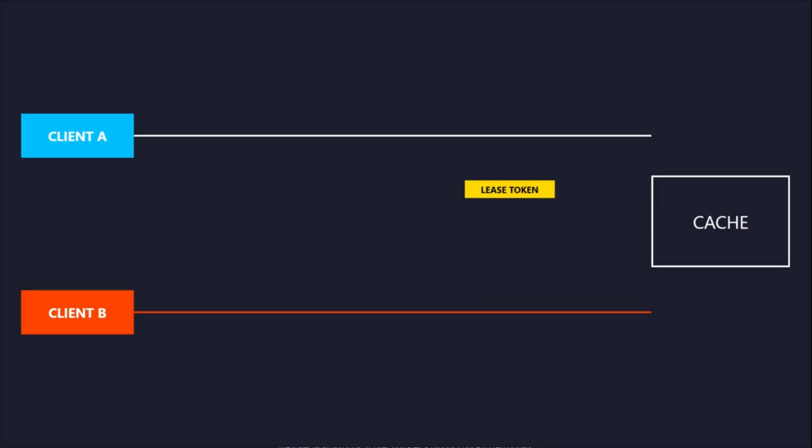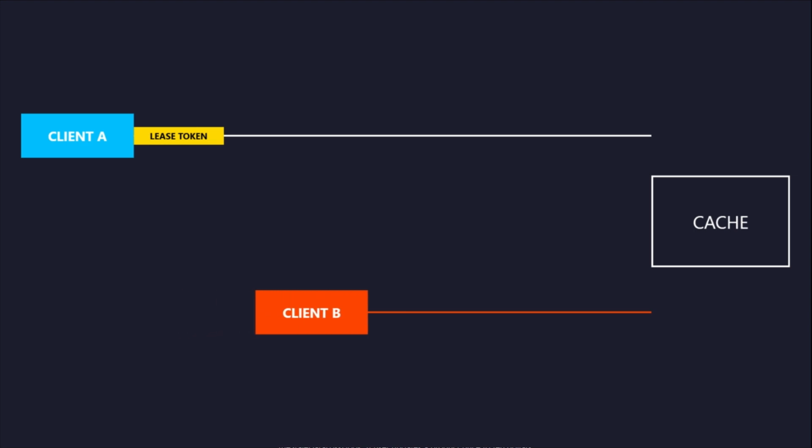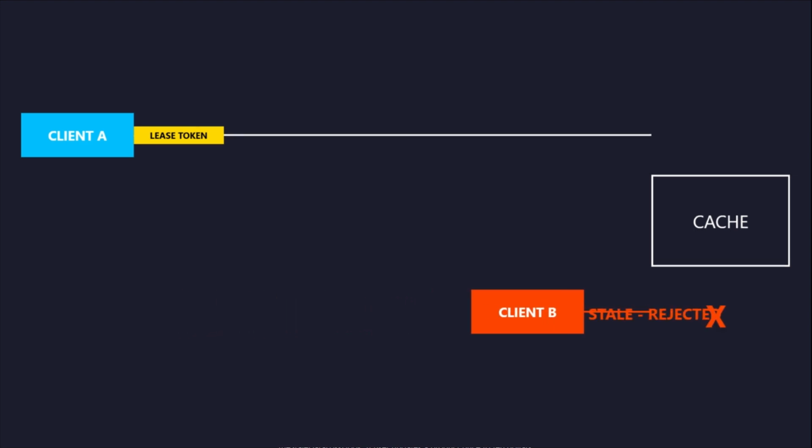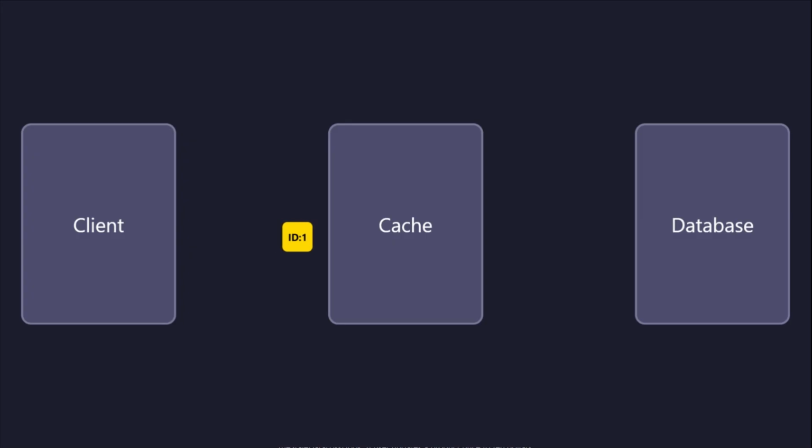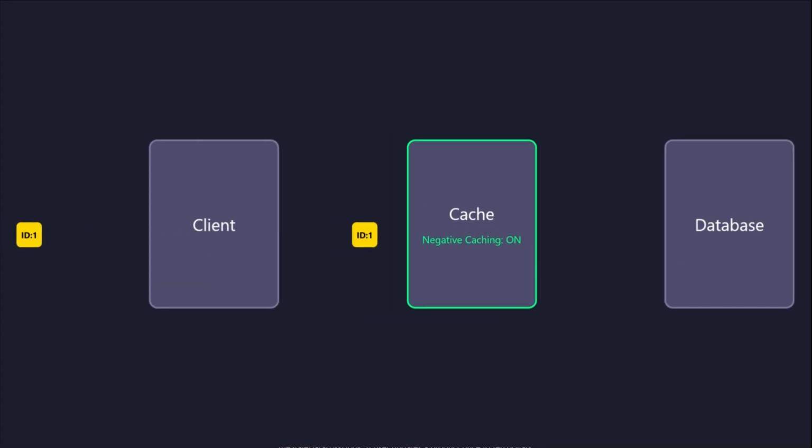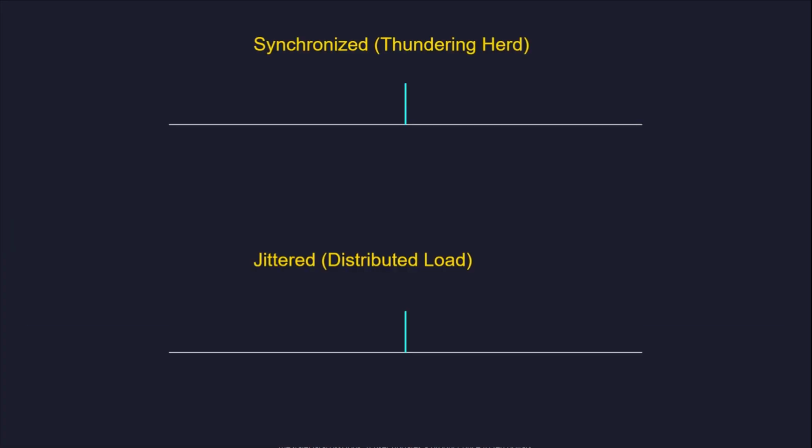The lease pattern grants a client a temporary right to update the cache. This prevents stale values from being written back by slow, lagging processes that have been superseded by newer updates. Negative caching stores the absence of data. If a user queries a non-existent ID, you cache that null result. This prevents attackers from bypassing the cache to flood your database with misses.